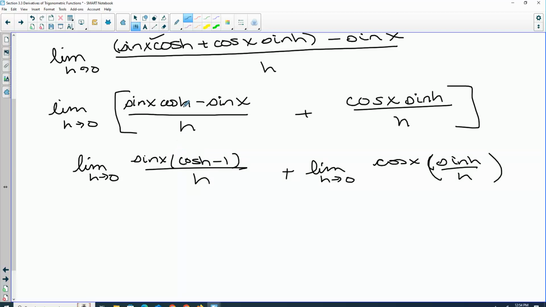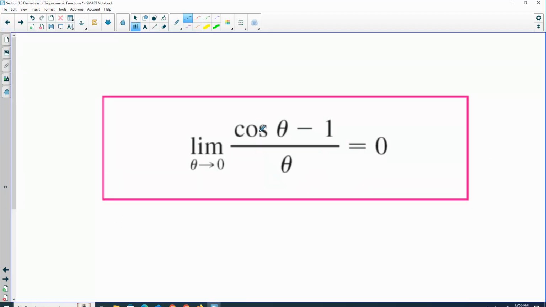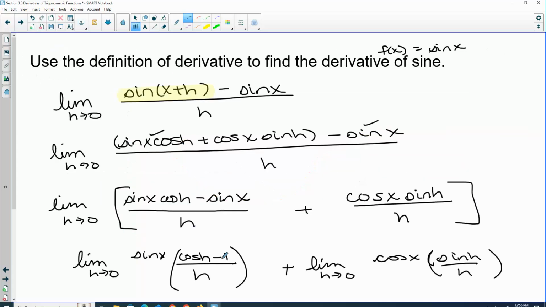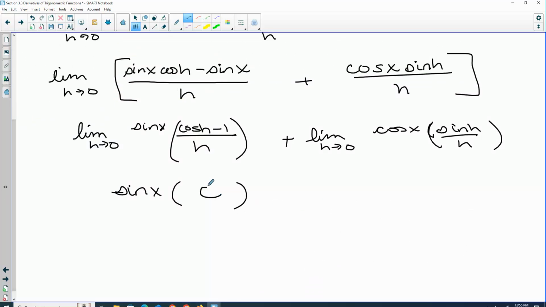On the first fraction, would you guys agree sin x times this would be the same as saying sin x times this whole fraction? Okay, as h approaches 0, it's not going to change the sin x. From that first slide that we worked out, the limit as h approaches 0 of cosine h minus 1 over h would turn into 0. This one, cosine x, doesn't have an h in it, so that won't change.